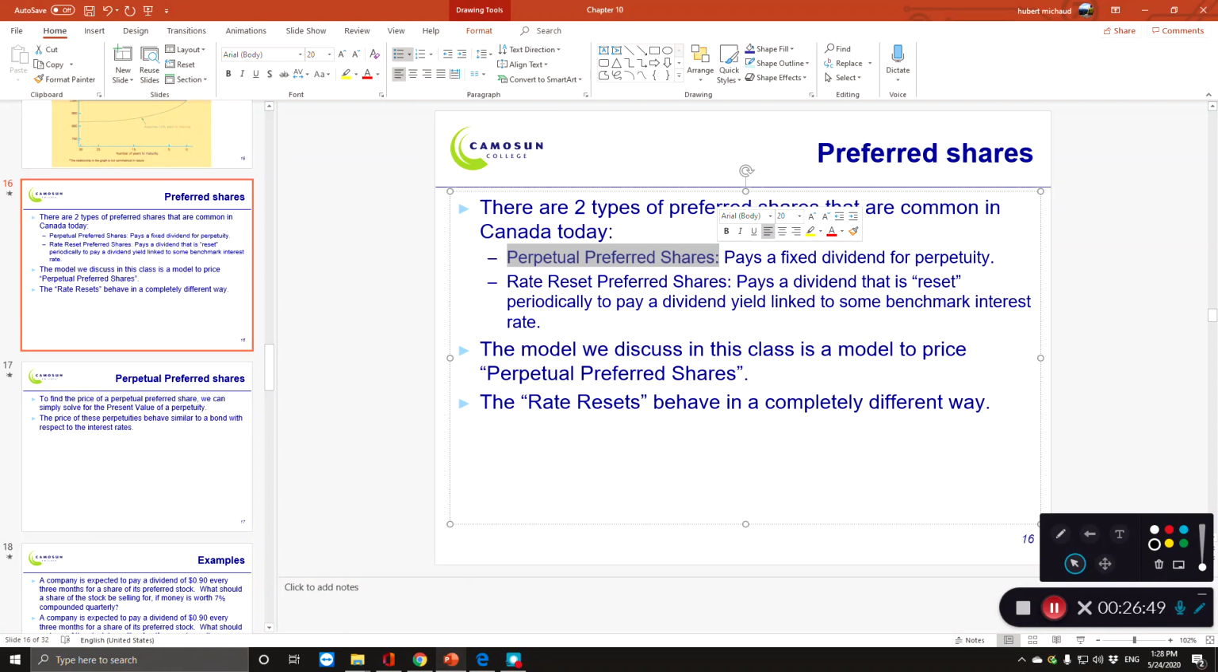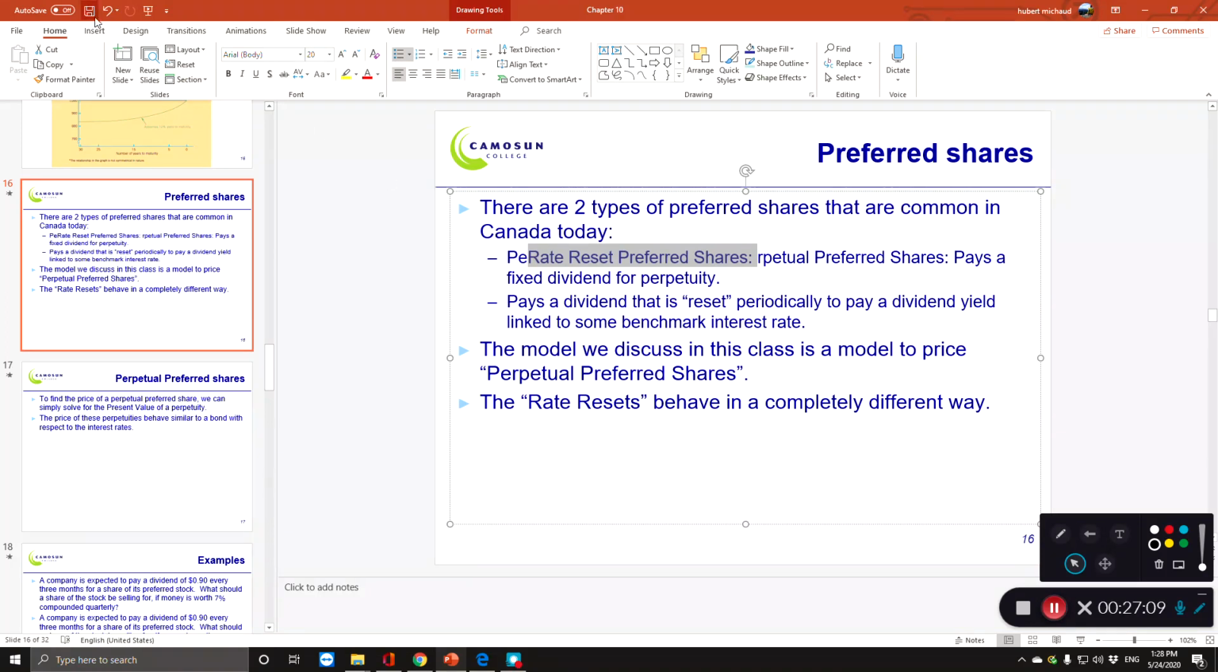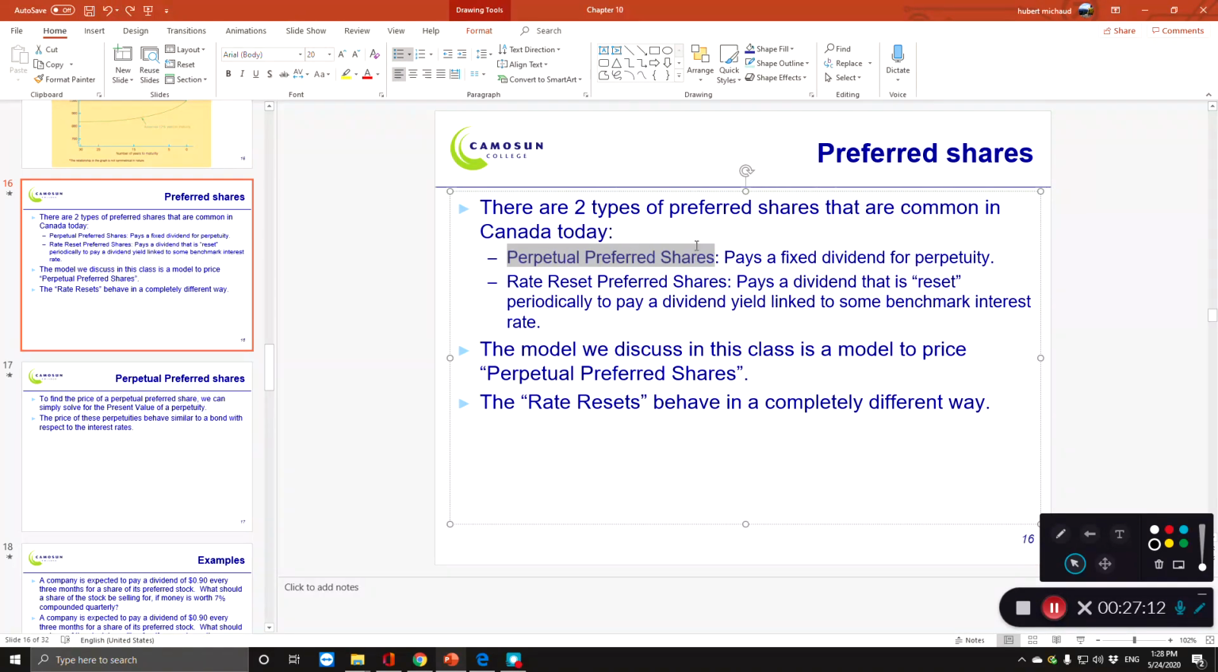While these are still a big proportion of the preferred shares issued today on the market, I shouldn't say issued, that have been issued in the past. Most issues nowadays of preferred shares are actually rate reset preferred shares. Okay, so there's still probably more perpetual on the market today than there are rate resets, but almost all of the new issues are rate resets.